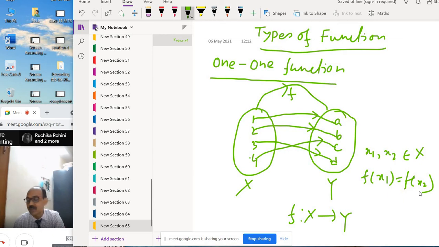This is the condition of a one-one function. Then x1 equal to x2. If we show x1 equal to x2 when you take two elements, then we can say it is a one-one function. Okay? Clear? Hello?